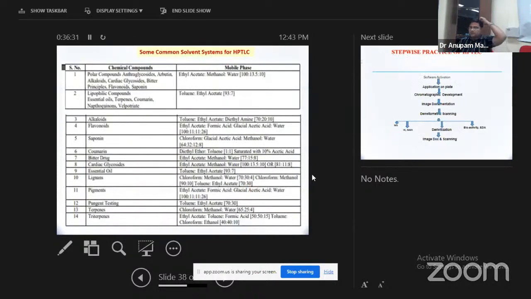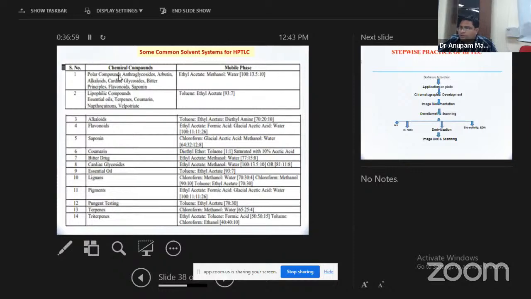These are some common solvent systems. If you don't know what solvent to apply, if you're totally unknown about the plant material, then you can start with a non-polar compound and go to highly polar. And if you know that this plant contains some polar compounds, some alkaloid, then flavonoid, then these are the solvent systems you can apply first. After that, accordingly, you can modify the solvent system.